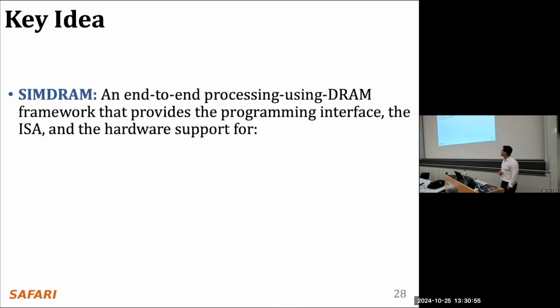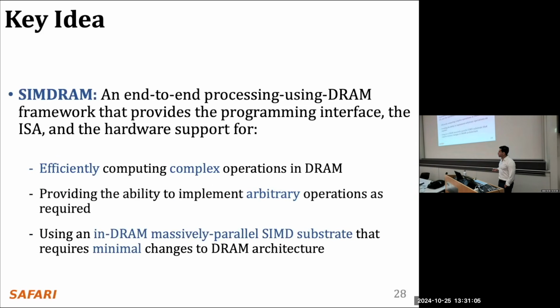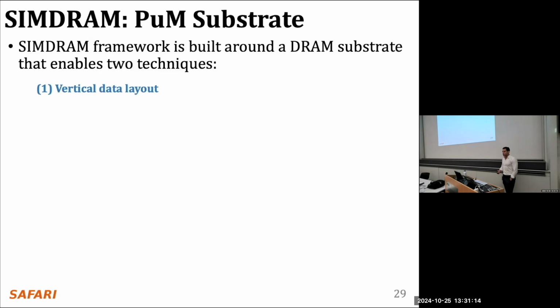And the key idea of this work was SIMDRAM, an end-to-end processing-using-DRAM framework that provides the programmer interface, the instruction set architecture, and the hardware support to compute complex operations in DRAM using an in-DRAM massively parallel SIMD substrate. For SIMDRAM, we use two main key ideas. The first key idea is to use a vertical data layout for processing-using-DRAM data.